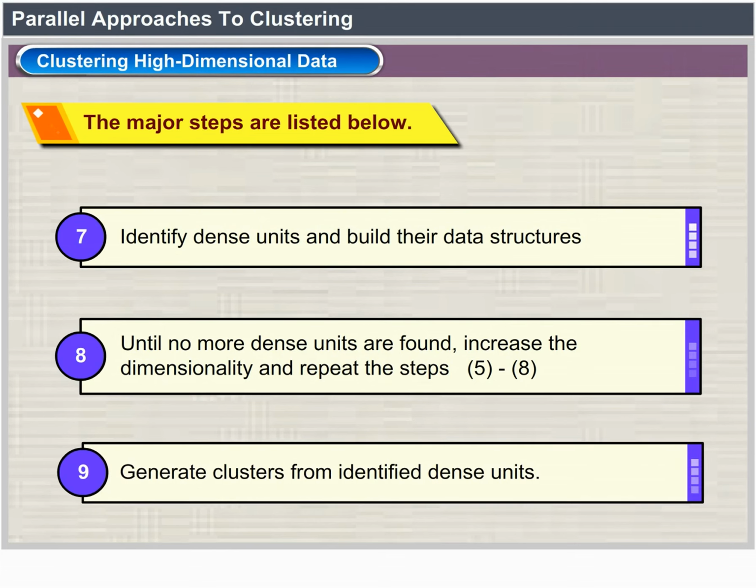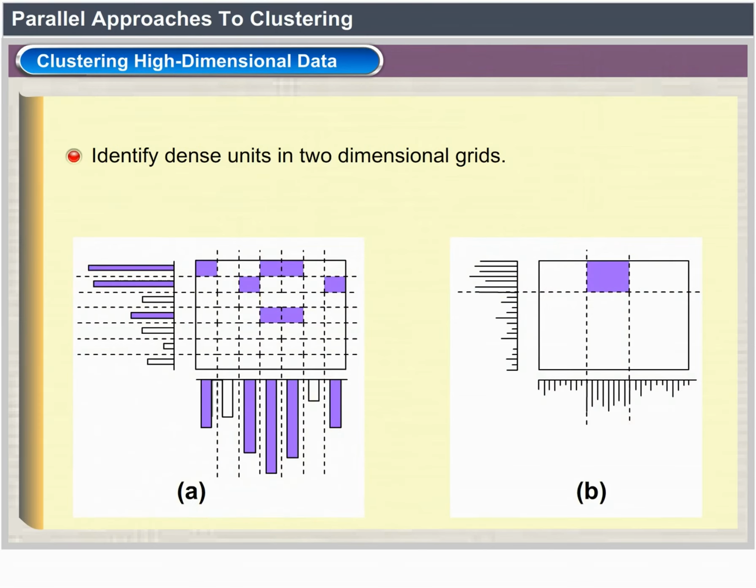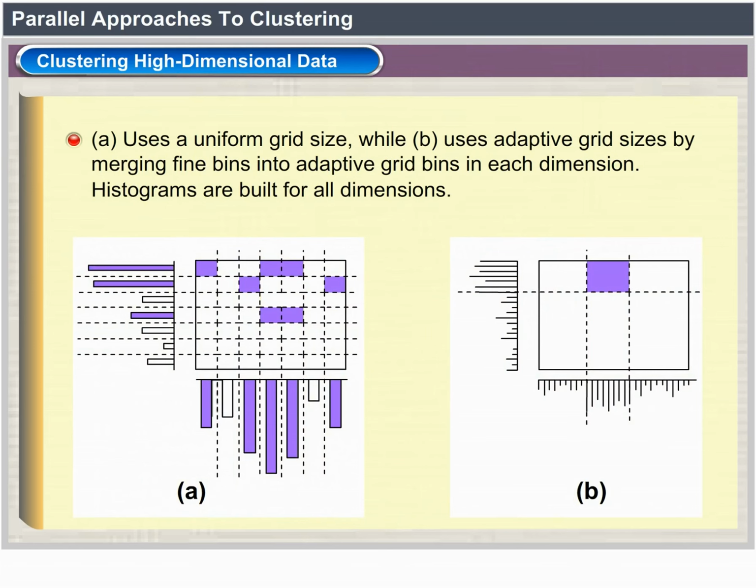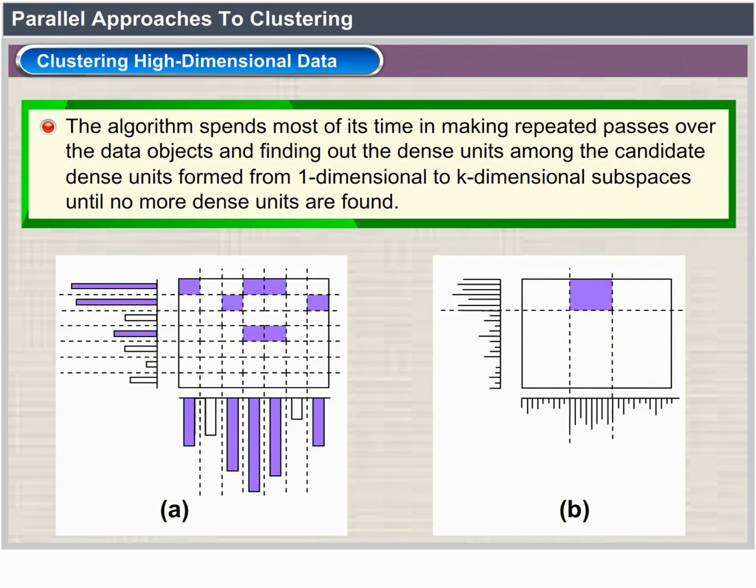Identification of dense units in two-dimensional grids. A uses a uniform grid size, while B uses adaptive grid sizes by merging fine bins into adaptive grid bins in each dimension. Histograms are built for all dimensions. The algorithm spends most of its time in making repeated passes over the data objects and finding out the dense units among the candidate dense units formed from one-dimensional to k-dimensional subspaces until no more dense units are found.